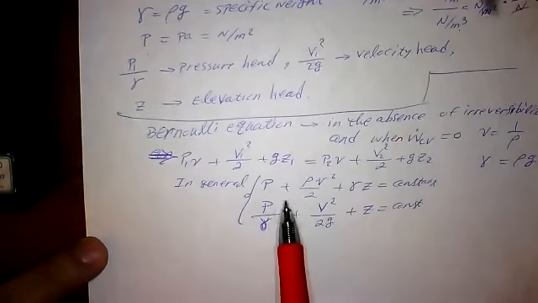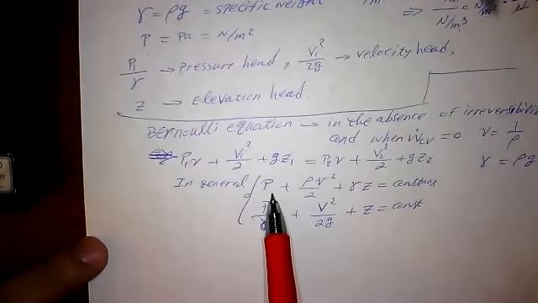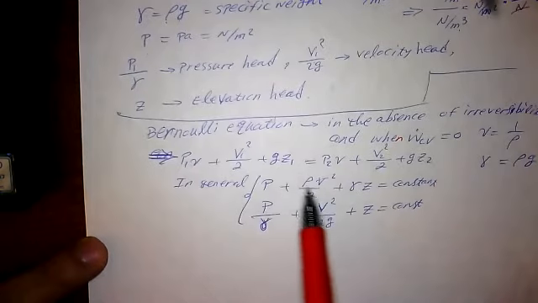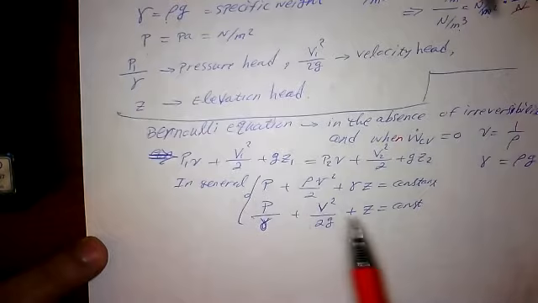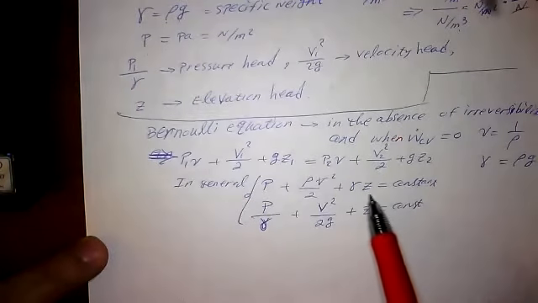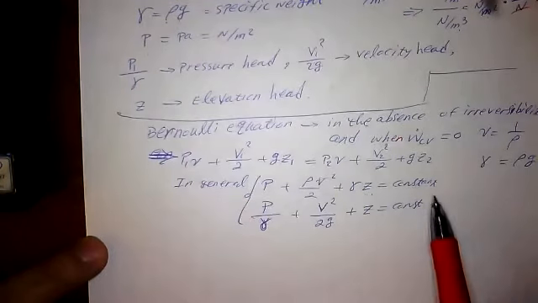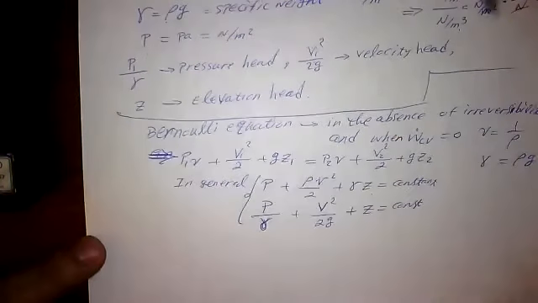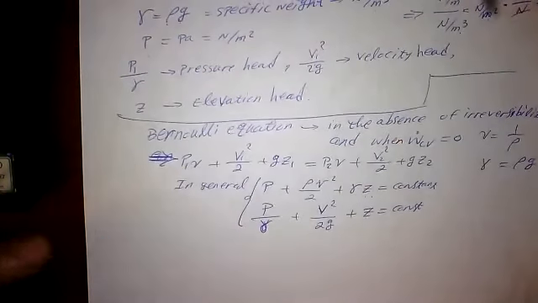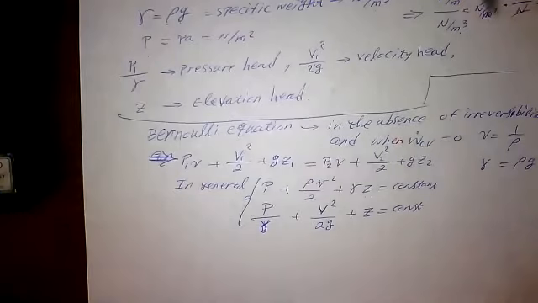In general, the Bernoulli equation has this form: pressure plus 1/2 rho V squared, which we call the dynamic head or velocity head, plus gamma times Z, which is an elevation head, equal to some constant. But if we have an inlet and outlet flow, so we have the information on the left and information on the right, we call it inlet and outlet.